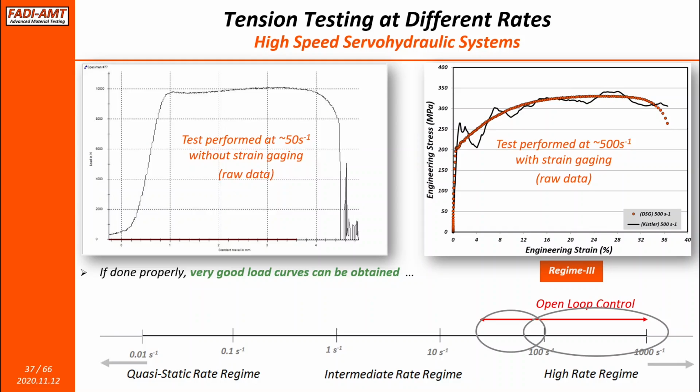Now for the entire range of regime 3, we can see two examples put together of good data that can be obtained with proper optimization of your system, load train, controller, and also with the right procedure of strain gauging and so on. Again, on the left is that curve at 50 strains per second. On the right is the curve that was obtained at 500 strains per second, which is typically the upper end of the range that's requested by automotive. Most automotive OEMs request the highest strain rate to be 300 to sometimes 1,000. So 500 is somewhere up there.